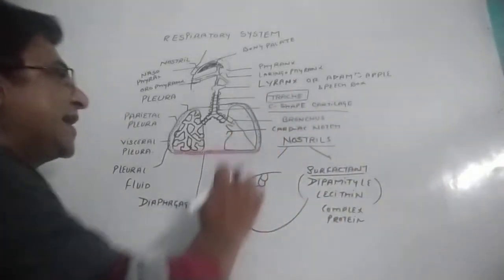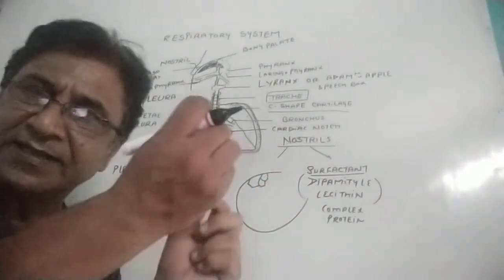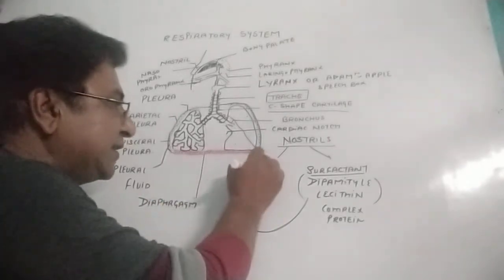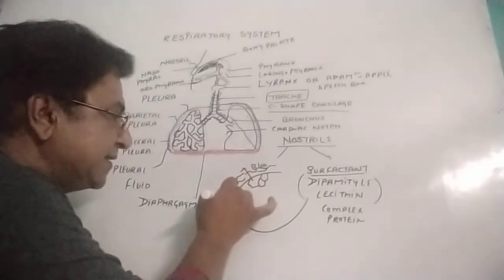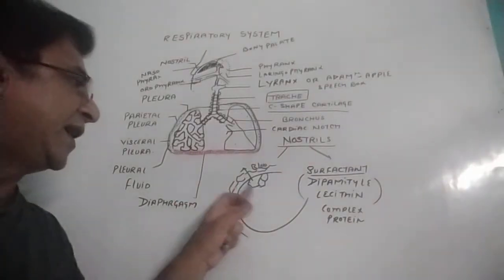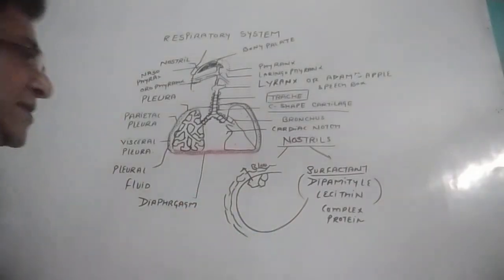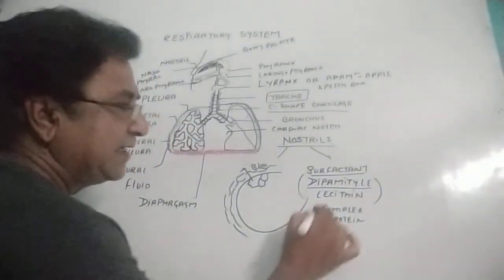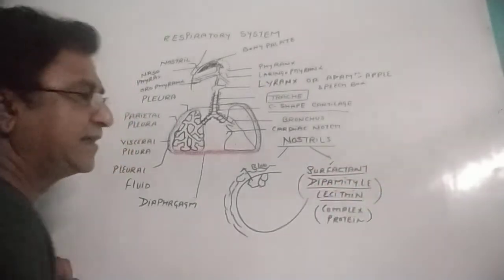So, the alveolar sac contains alveoli. Inside the alveoli, there is a single layer of polyhedral cells, which are in direct contact with the blood capillaries. A lot of blood capillaries surround the alveoli outside. These cells also secrete dipalmitoyl lecithin. Although it is a complex protein, it acts like a surfactant.